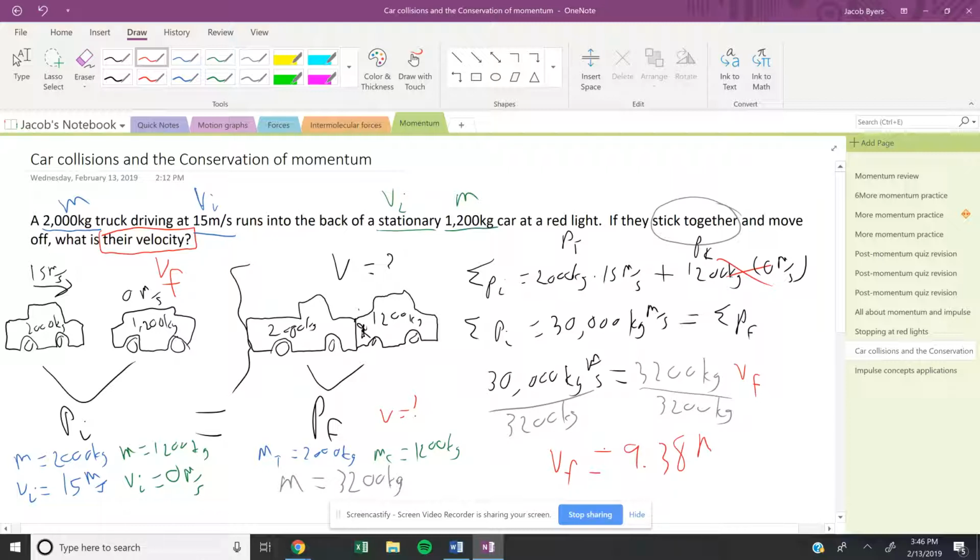9.38 meters per second. Okay, which makes sense in our situation because if it's starting at 0 meters per second and 15 meters per second, they're both going to end up moving. Our final velocity has to be between 0 and 15 somewhere.